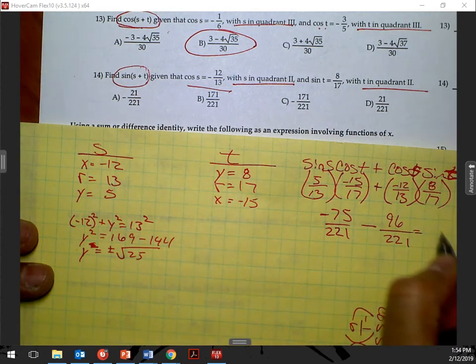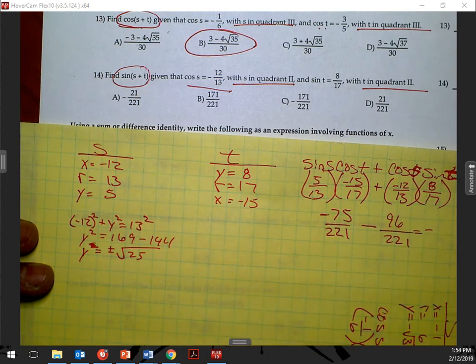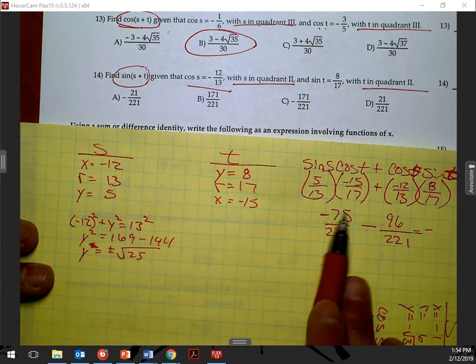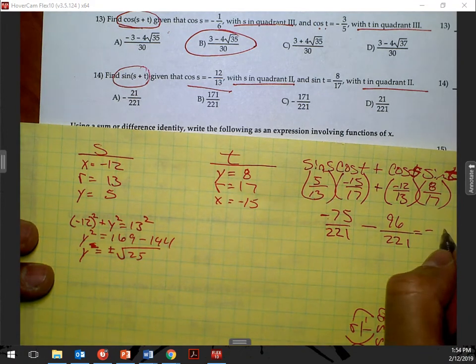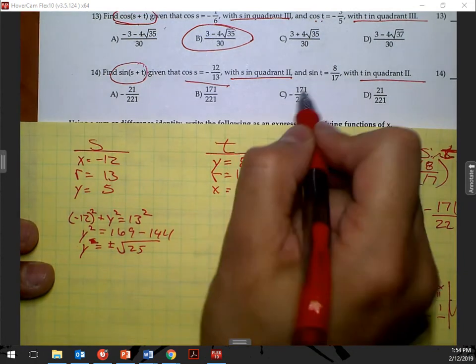Combine them, get a bigger negative, so a negative what? Is it 16? No, it's not, because it's a minus sign. It's a negative here and minus that. Negative 171 over 221. So my answer is C.